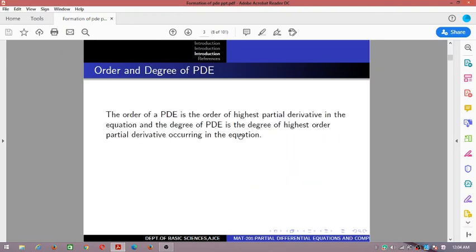Now let us look at some basic definitions which are required to classify partial differential equations. The first term is the order of a partial differential equation. The order of a partial differential equation is the order of the highest partial derivative in the equation, and the degree of a partial differential equation is the degree of the highest order partial derivative occurring in the equation.